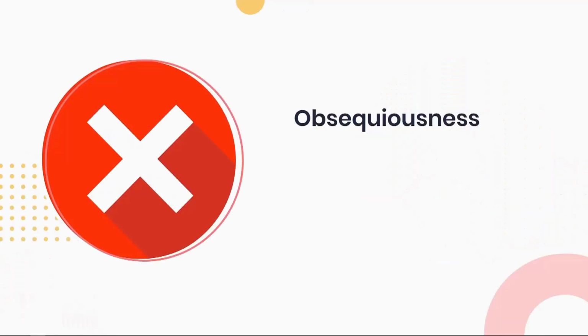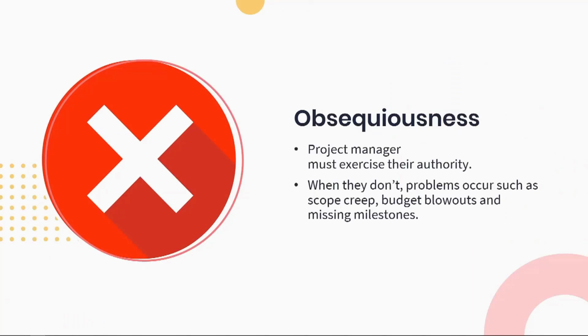Obsequiousness refers to servile obedience and excessive eagerness to please. When the project manager fails to exercise their authority to keep things on track, this leads to problems such as scope creep, budget blowouts, and missing milestones. It is a responsibility of the project manager to make sure that the resources are allocated as and when needed, and the project is quality checked at every step.